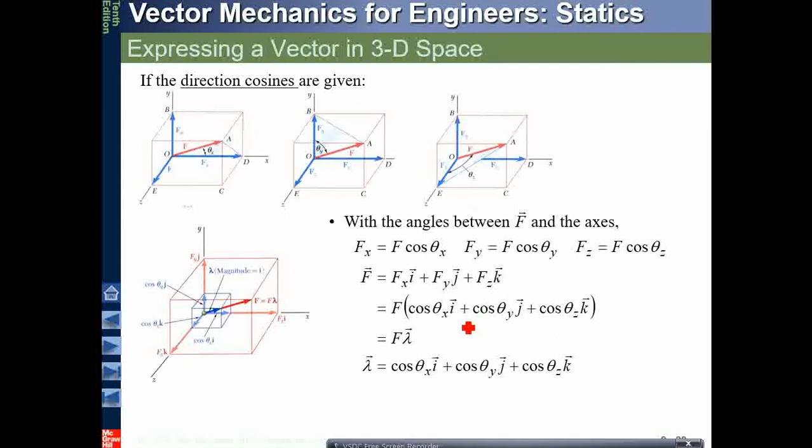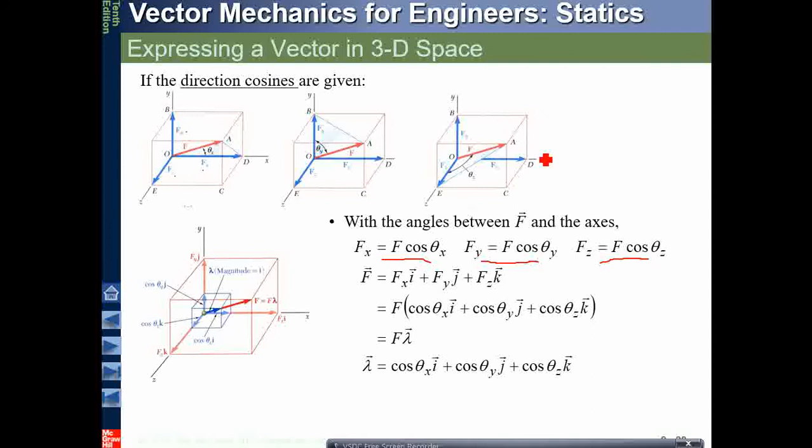Okay, now the important thing in this is a discussion of direction cosines. So this is a vector in a 3D space. Vector f, which is making an angle of theta x with the horizontal, has components fx, fy and fz along the x, y and z directions. So this will have a component f cos theta x. In this case it will have a component fy, f cos theta y, and in the z plane it will have a component fz, f cos theta z.